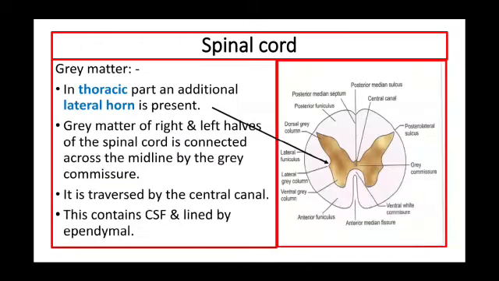Apart from this, in the thoracic region, there is an additional lateral horn. So try to identify in the section the lateral horn. See that the grey matter of the right and left halves of the spinal cord are connected across the midline by a grey commissure. So this is traversed by a central canal. This central canal contains the cerebrospinal fluid and it is lined by ependyma.